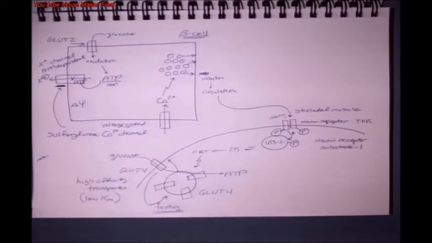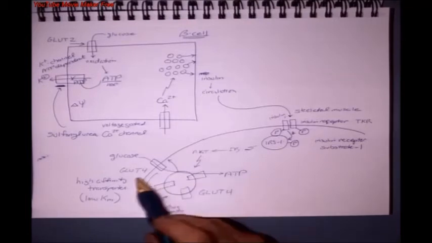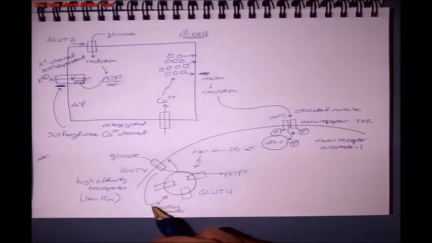So in a fasting state, we don't want the muscle to keep taking glucose out of the blood because the brain needs it. All our other organs need it. So we're going to retract this high affinity transporter off the surface in the fasting state.